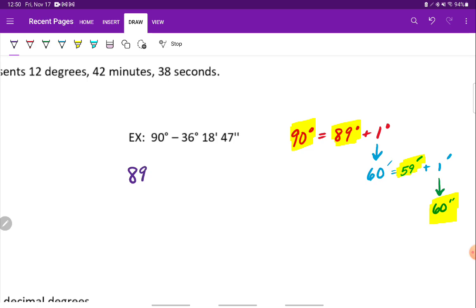It's kind of like borrowing with subtraction. We borrow from the tens place and put it in the ones place. That's what's happening here. We borrowed 1 degree from the degrees place and then turned it into 59 minutes and 60 seconds.